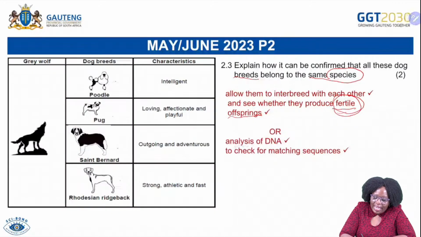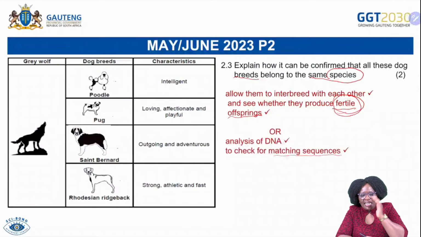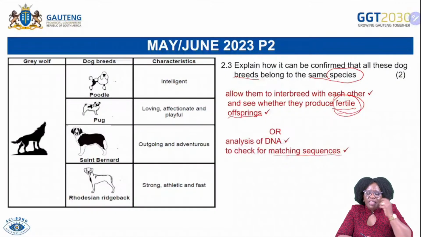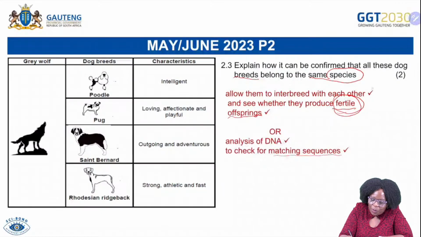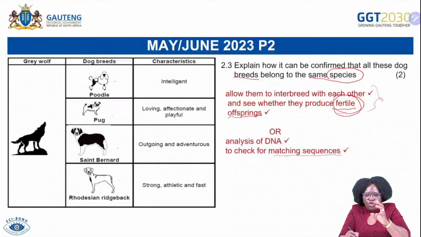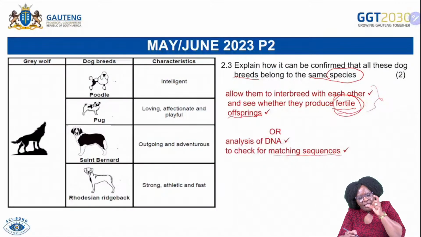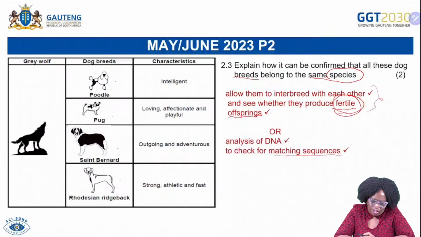Or an analysis of DNA is made to check for matching sequences. You know that the DNA will always give us an indication that the sequence that is given is matching, it's correct. And if the sequence is not matching, then you can see that this is not compatible. They cannot interbreed. They cannot produce a fertile offspring. So either you speak about the interbreeding part and the producing of the fertile offspring, or you can speak about the analysis of DNA and see if the sequences are matching.